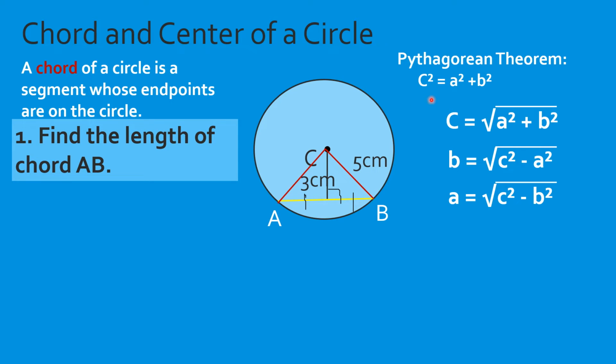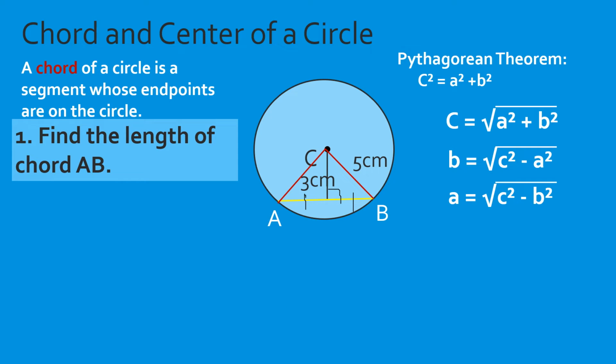theorem, which is c squared is equal to a squared plus b squared. To solve for c, c is equal to the square root of a squared plus b squared. To solve for b, square root of c squared minus a squared. And to solve for a, that is equal to the square root of c squared minus b squared.